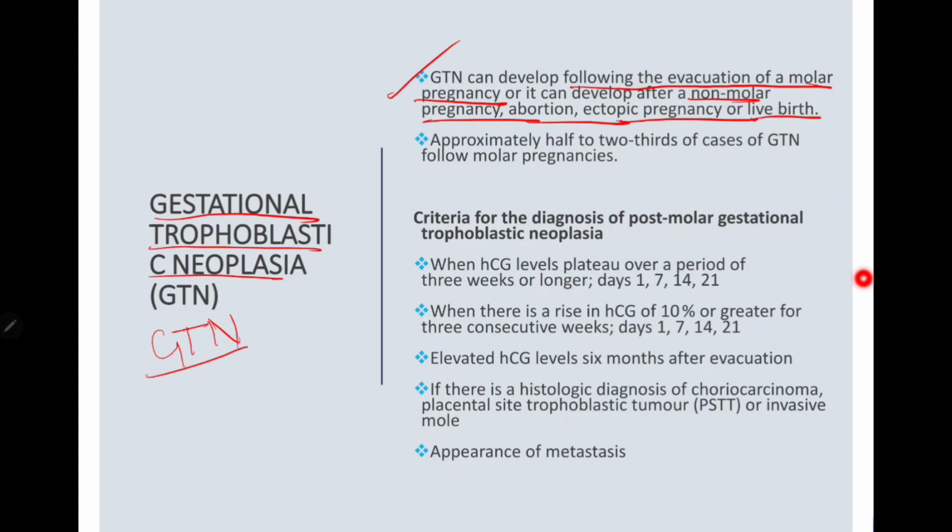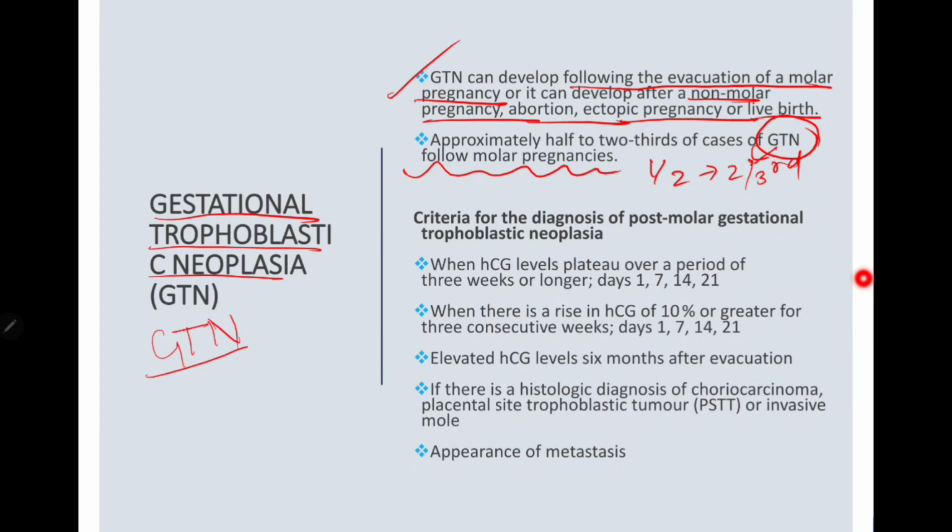Approximately half to 2/3 of GTN cases follow molar pregnancy. Very, very important. So around 2/3 of gestational trophoblastic neoplasia cases are going to arise following a molar pregnancy. That is why after evacuation of molar pregnancy, it's also important to identify and treat it in phase 2 management.